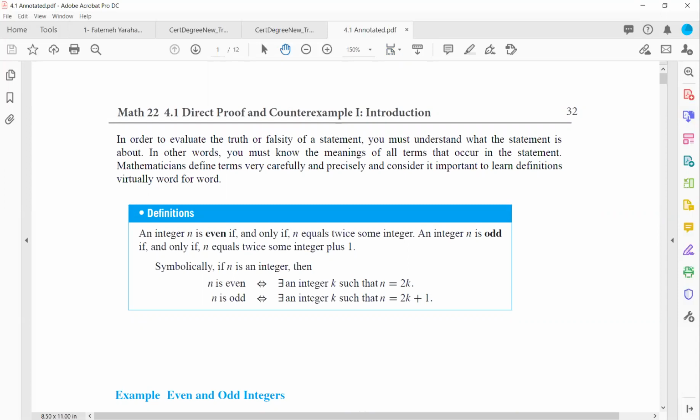n as an integer is even if and only if, double arrows, there exists an integer like k such that n is equal to 2k. n as an integer is odd if and only if, double arrows, there exists an integer like k such that n can be written as 2k plus 1.